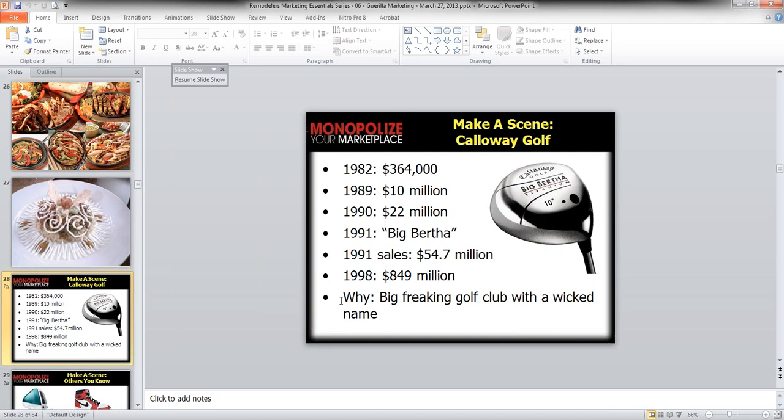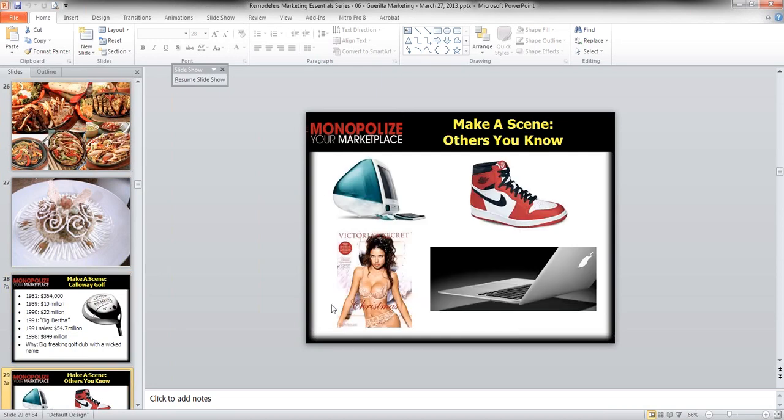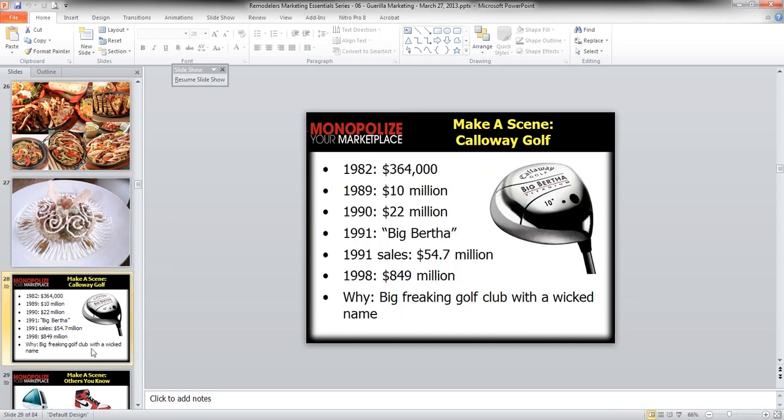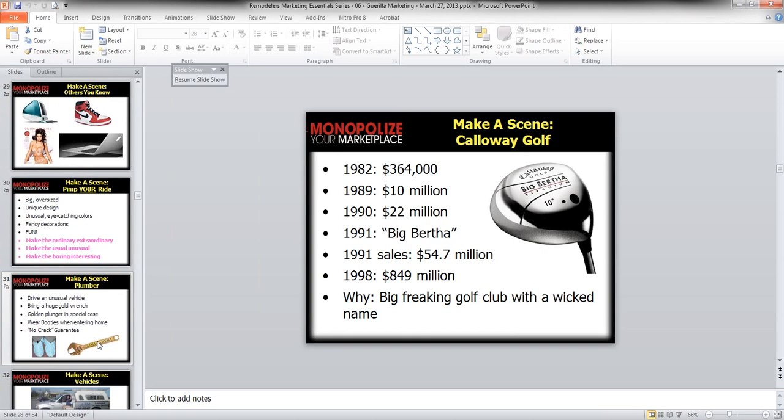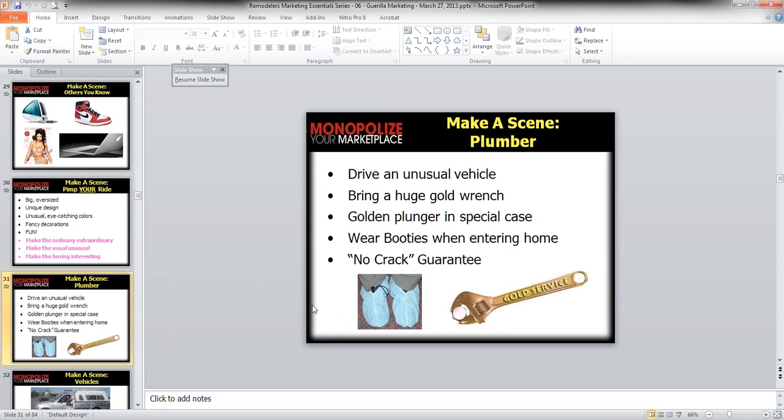Callaway Golf, Victoria's Secret, and Air Jordans, lessons learned from the country's top marketers. I'm just putting together headlines. Why a 4-foot gold wrench can save your business.